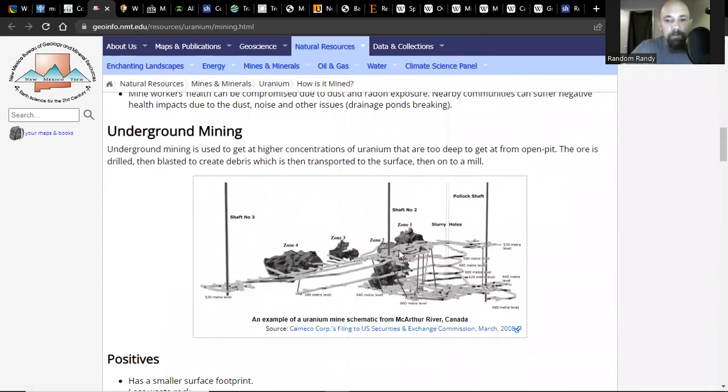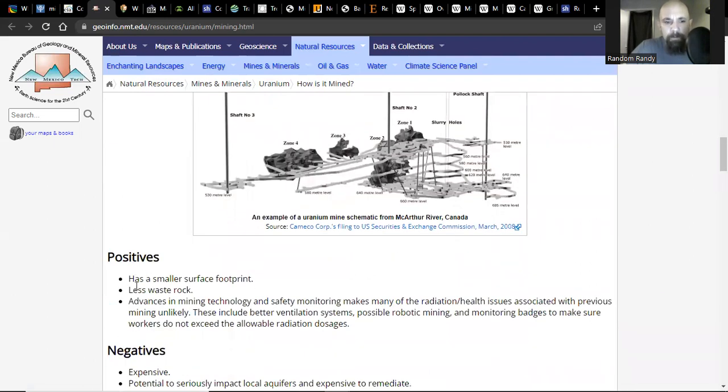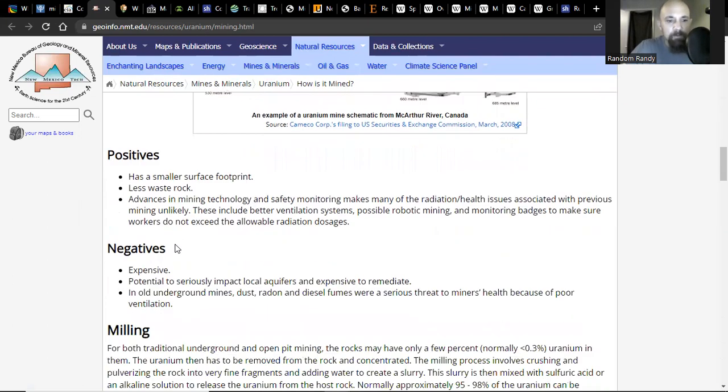Underground mining, we were looking at a few examples there. This is a schematic from McArthur River, Canada. We have different shafts going down for ventilation, like I was saying, and different slurry holes where they pump the solutions into or out of. Uranium is one of those that they turn into a slurry and then pump up. It has a smaller surface footprint, but there's still a lot going on underground. Less waste rock, but it's very expensive, with potential to impact local aquifers and expensive to remediate.